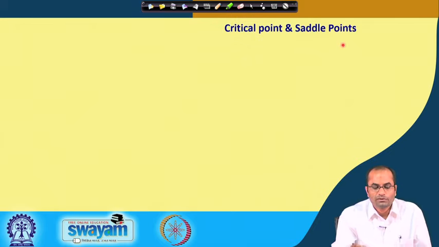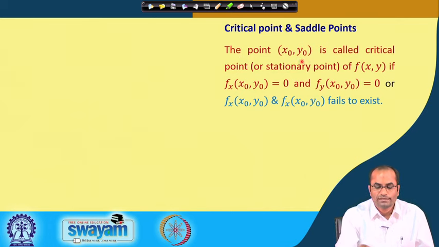So, there will be another terminology used in this lecture: the critical point and the saddle point. The point (x0, y0) is called a critical point, or we also call it a stationary point, of f(x, y), if the partial derivative of the function fx at this point (x0, y0) is 0 and the partial derivative fy at that point (x0, y0) is 0, or simply they fail to exist. So, that possibility is also included. That is the definition of the critical point or the stationary point.